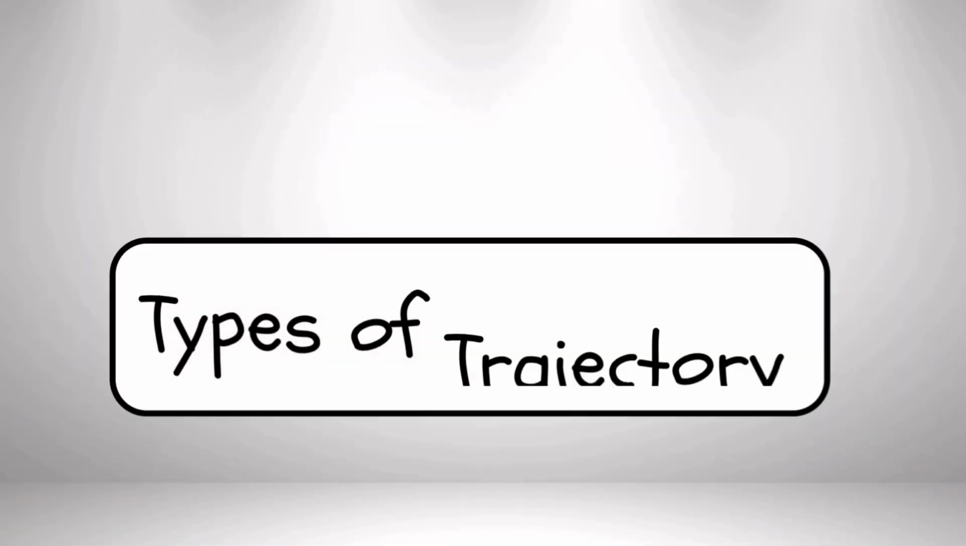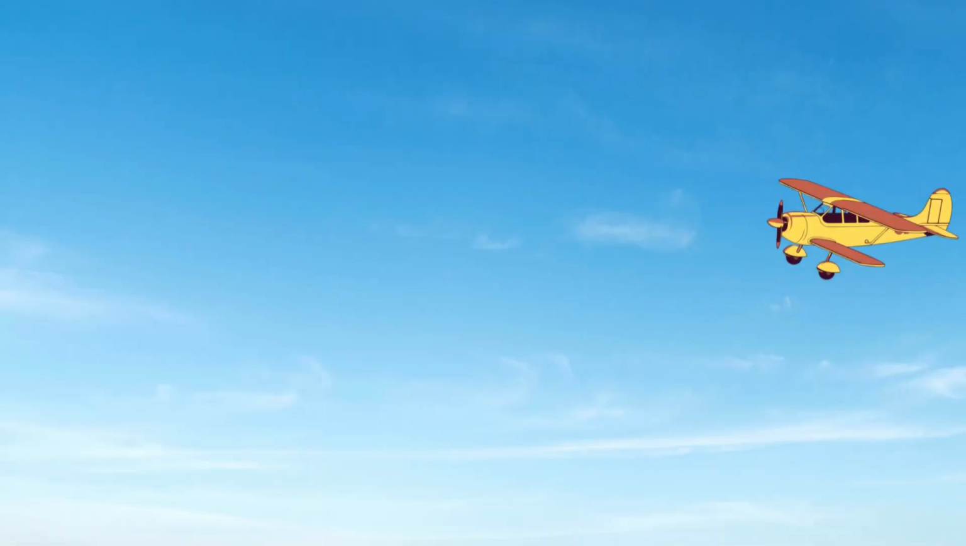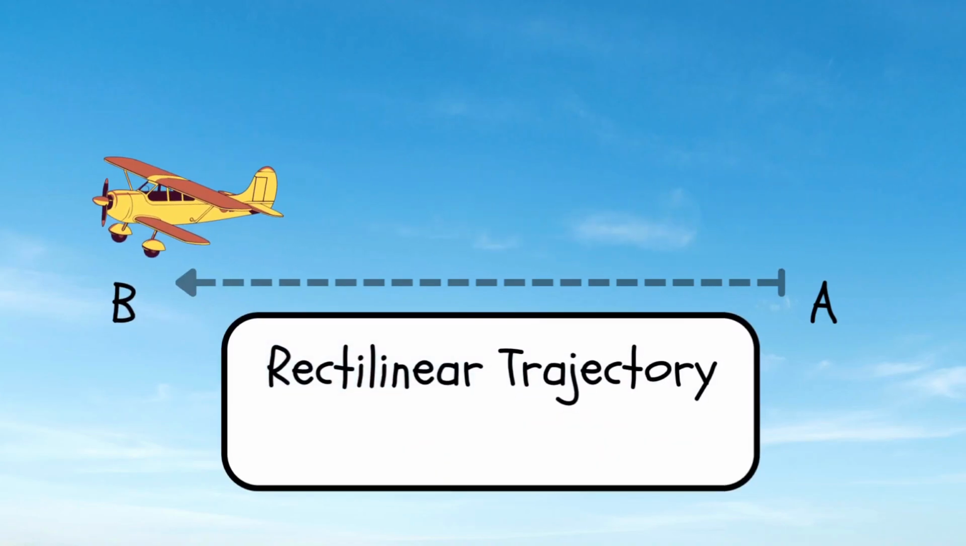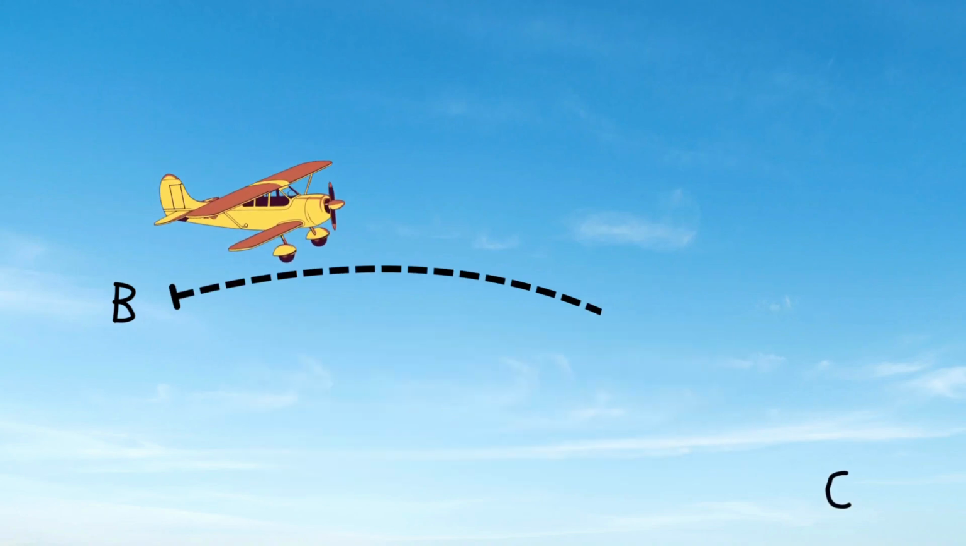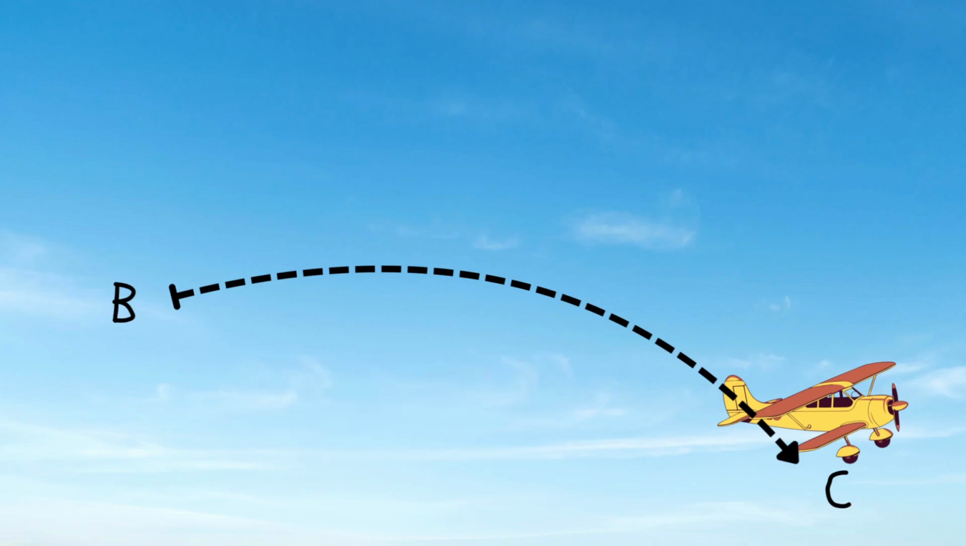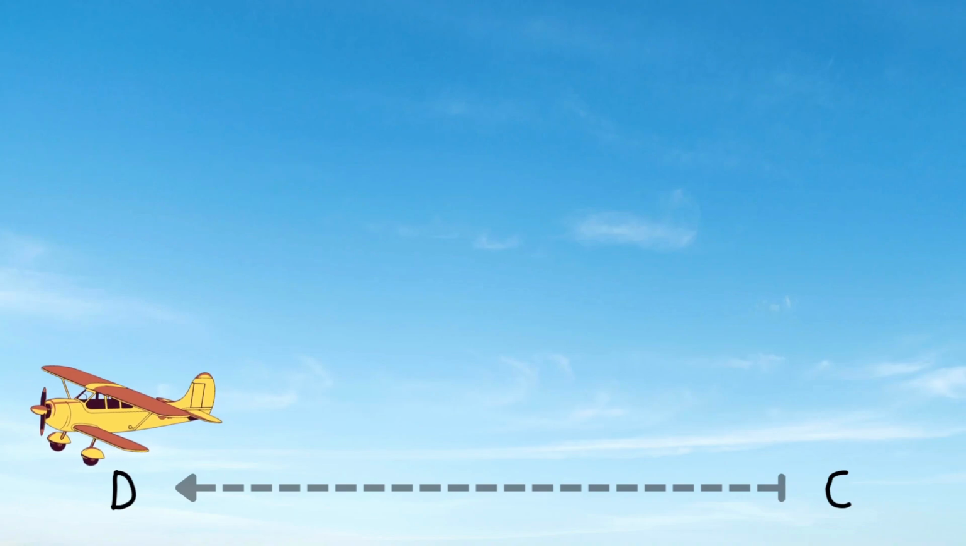Let's start with different types of trajectories. Picture an aerobatic plane flying high in the sky. When it moves straight from point A to point B, its path is a rectilinear trajectory, a simple straight line. But when it curves from B to C, the plane follows a circular arc, bending its path just like a part of a circle. And once it exits the curve from C to D, it goes back to a straight line motion. So the whole flight shows how motion changes depending on forces and direction. Straight, then curved, then straight again.